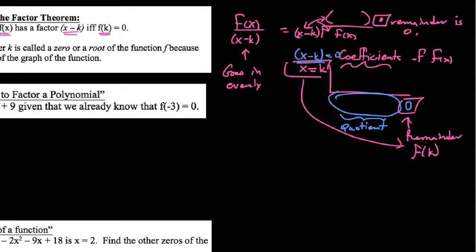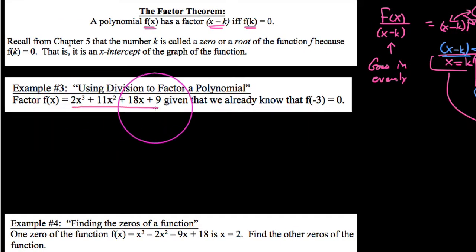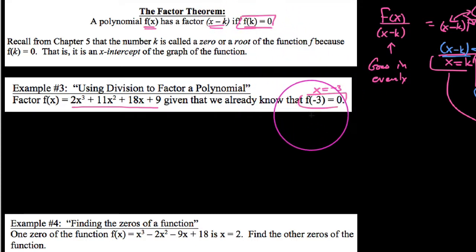So we're just going to put this to use and see what this looks like. What it basically says is this: I want you to factor this polynomial expression, given that we already know that x equals negative 3 causes this thing to have a height of 0. If f of k equals 0, that is, if x equals this number, then we're going to get a y value of 0. So recall that a number k is a 0 or a root of the function f because f of k equals 0.